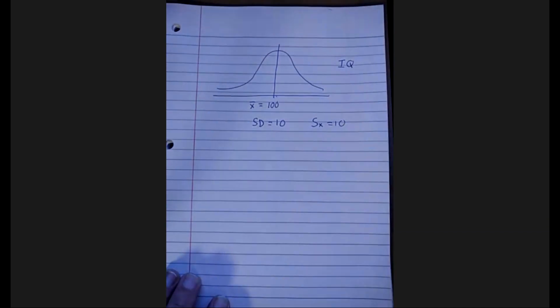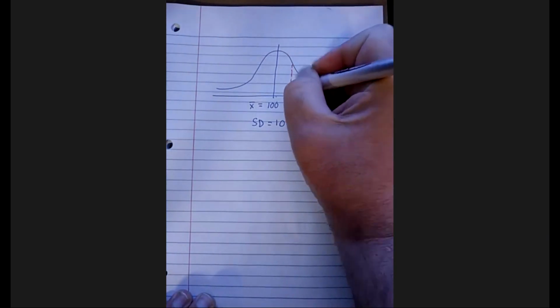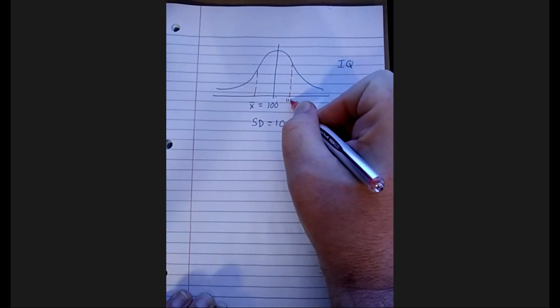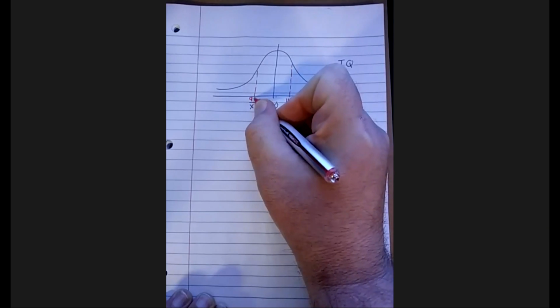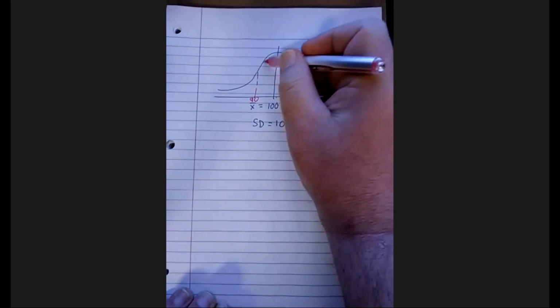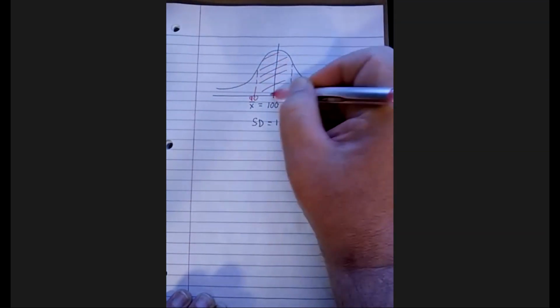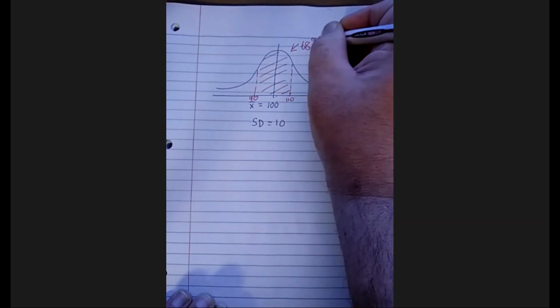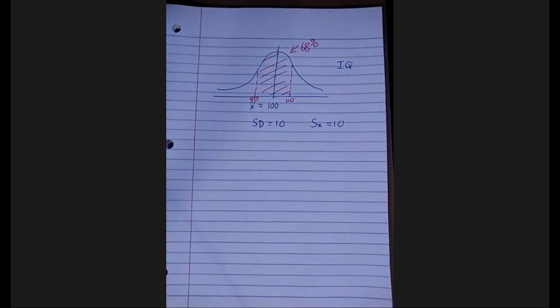So what the empirical rule says is that if you go one standard deviation either side of the mean, in this case, if you go from 90 to 110, right, that's add 10, take away 10. Inside this region, between 90 and 110, they have found from experience that 68% of all the numbers, all the data is in that range. It's quite an interesting fact.